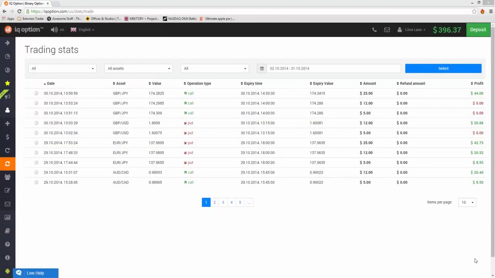As you can see, this strategy works really well. The only thing you need is patience. And also, I don't recommend doubling up your trades more than twice. So if you follow these simple rules, you'll be on your way to success.